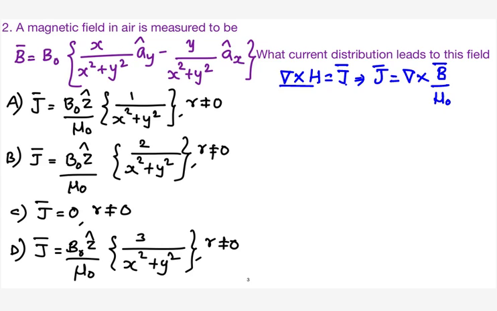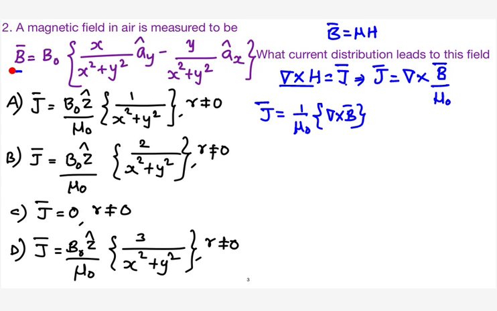Since it is free space, I have taken it as mu naught, because we know the relation B is equal to mu into H. So H can be written as B by mu. So the value of J is nothing but 1 by mu naught times the curl of B. First everybody find the curl of this vector and divide by mu naught.